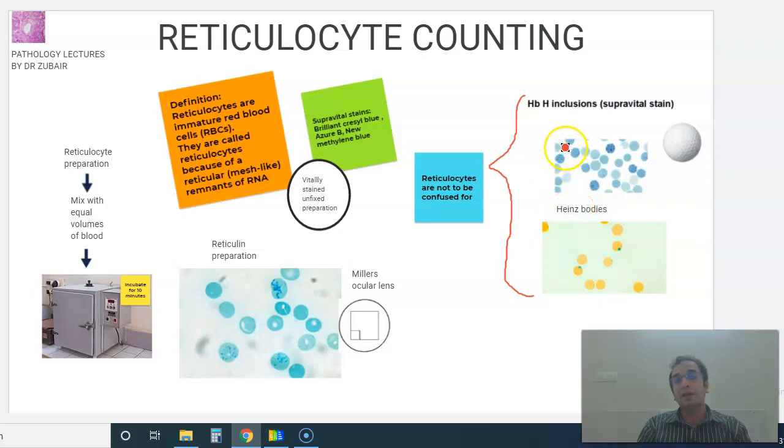The other thing you should rule out is HbH inclusions. HbH inclusions resemble golf ball inclusions, so they are quite distinct from the reticulocyte. You should not confuse this preparation with HbH inclusions. The third is Pappenheimer bodies. In case you have a confusion about Pappenheimer bodies, we can do an iron stain or a Perls stain to rule them out.